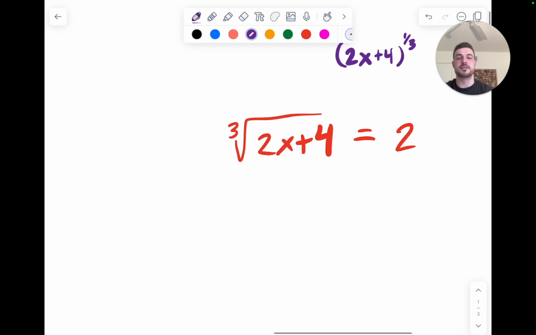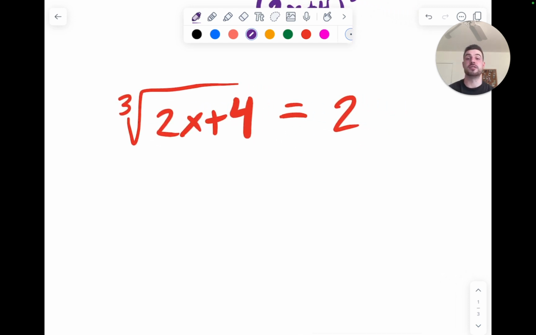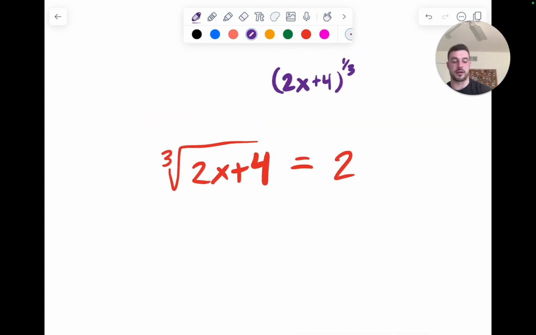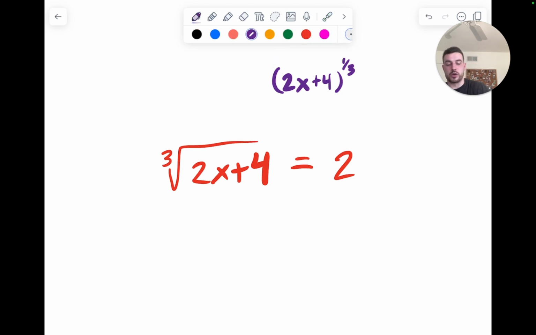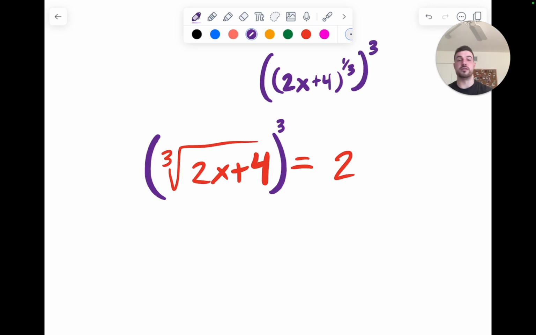Luckily for us, this radical is already by itself. There is nothing else other than the values underneath the radical on the left side of our equation. So all we have to do is undo the radical. Thinking back to the idea that our cube root is really an exponent of 1/3, we are going to raise that side to the third power. When we have 1/3 and 3 in our exponents, these are going to multiply and essentially cancel each other out because they are reciprocals. 1/3 times 3 is going to give us 1.